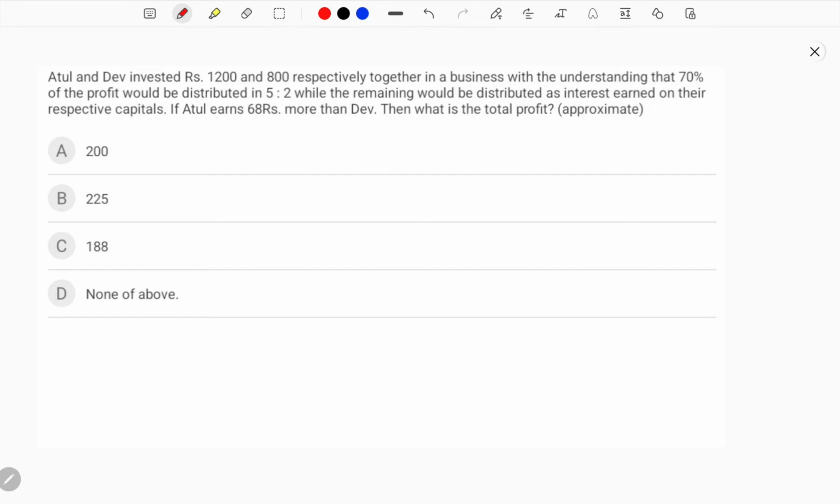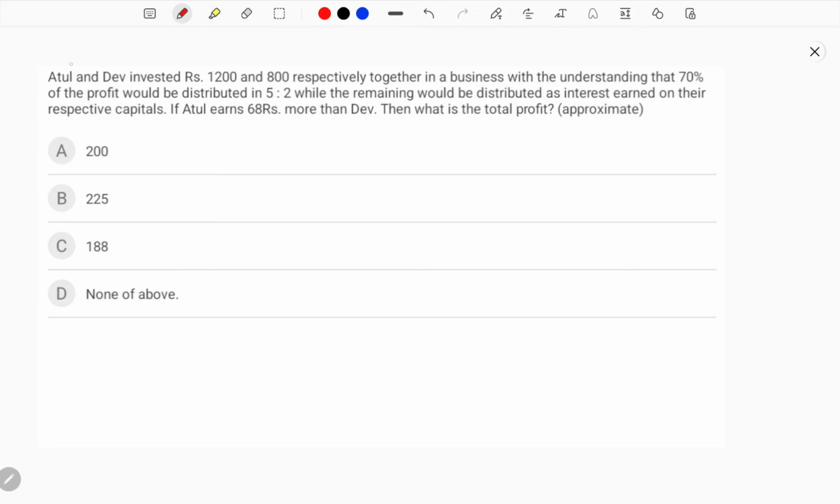Okay students, now come to the next question, which is the toughest question. If you are preparing for any toughest competitive exam, you can face this problem. Here let me study and solve it quickly and easily. Atul and Dev invested 1200 and 800 respectively together in a business, with the understanding that 70% of the profit would be distributed 5 is to 2.